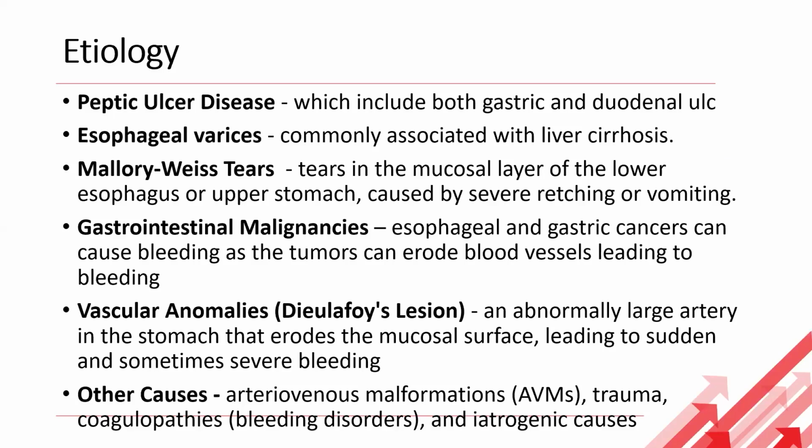You can also have upper GI bleeding secondary to trauma. Patients who have coagulopathies, mostly bleeding disorders, can present with upper GI bleeding. And we also have iatrogenic causes, which are basically things that we cause as doctors, maybe when doing an endoscopy and some trauma happens and you get bleeding from that. Those are also other etiologies of upper GI bleeding.